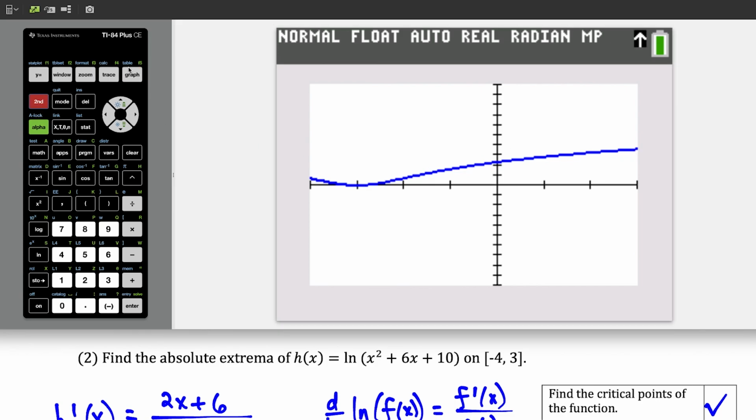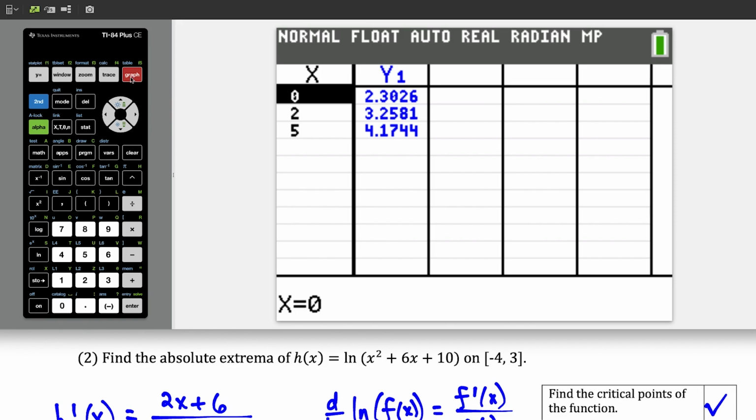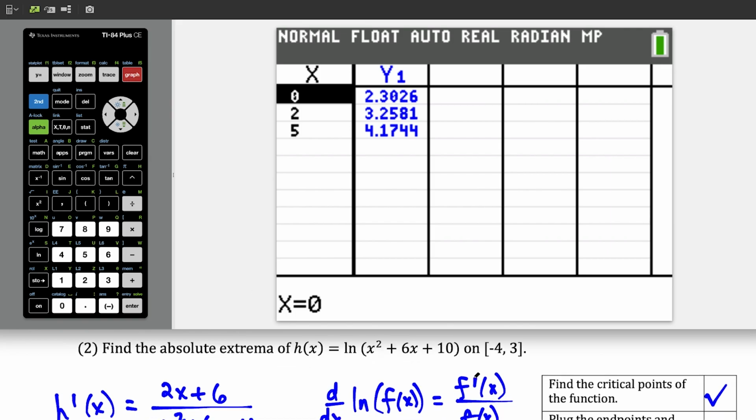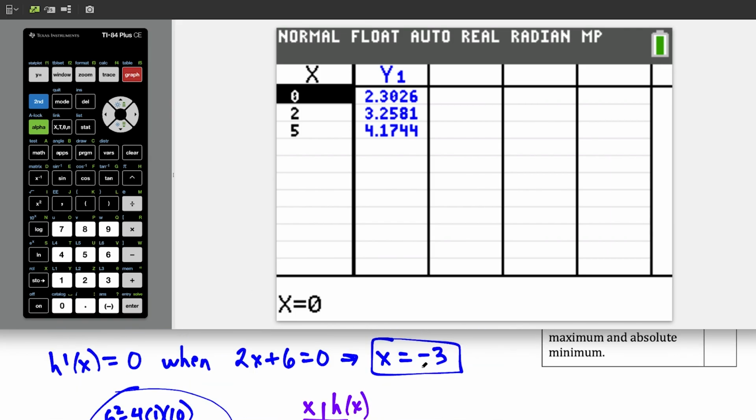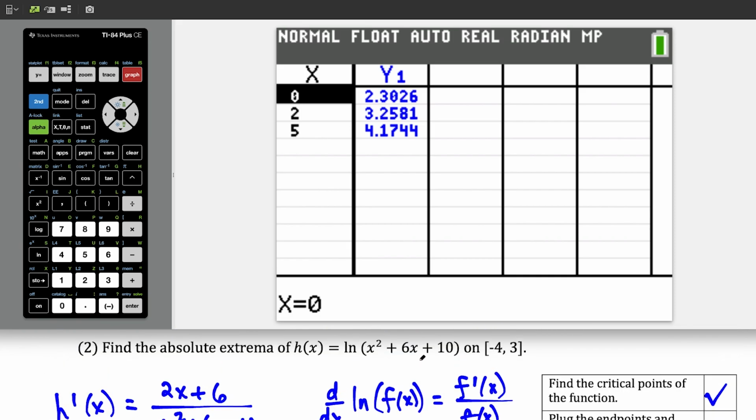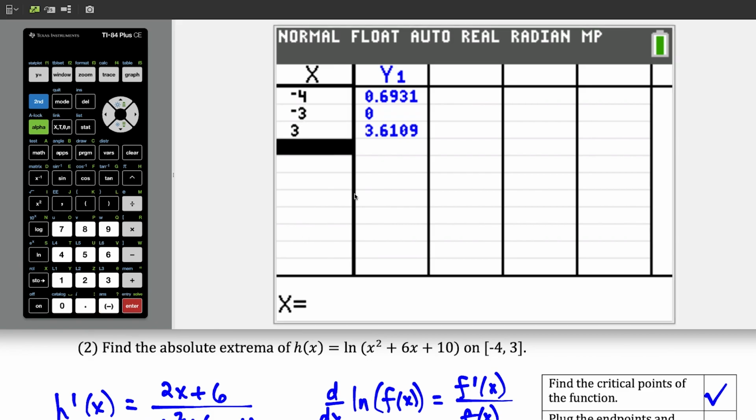But to be sure, we could go to the table here and press second graph, and now we're typing in the endpoints are negative 4 and 3, but we also have a critical point at negative 3. So that means we're going to type in, we're going to have negative 4, we're going to have negative 3, and we're going to have positive 3. And notice that the picture does support what the table is saying here, that our absolute minimum is occurring at negative 3 and our absolute maximum is occurring at x equals positive 3.